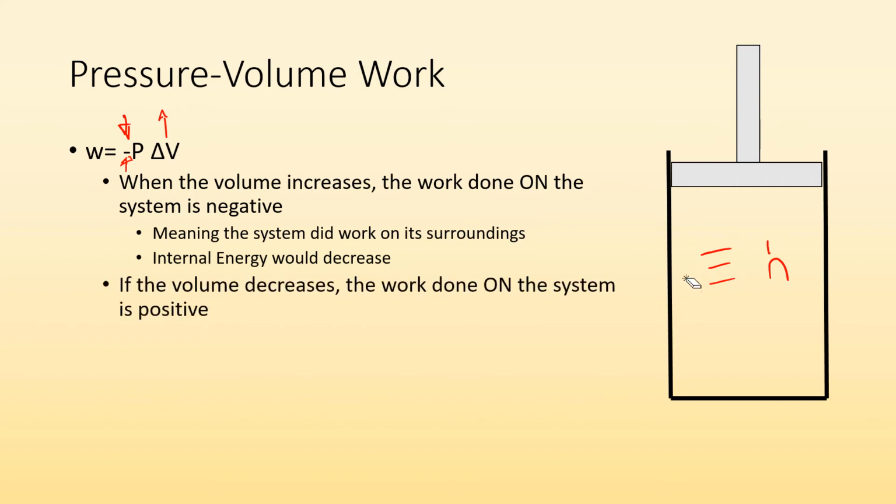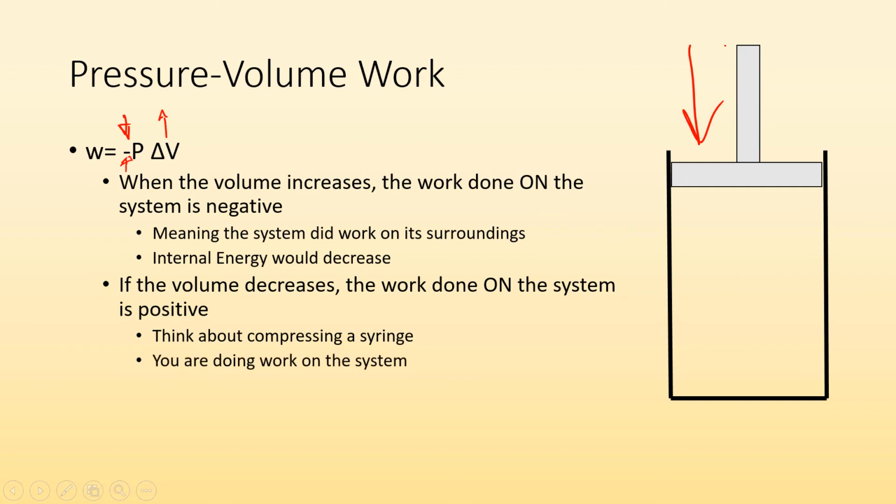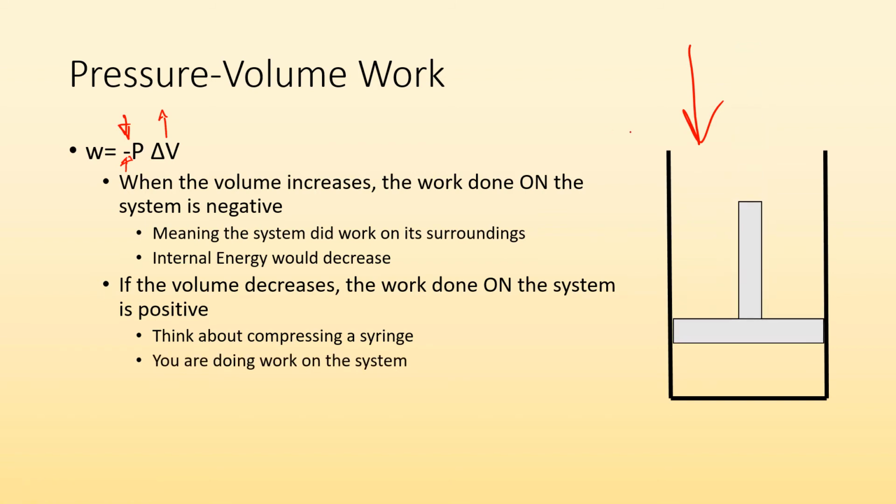Now, if the volume were to decrease and go the opposite way, there's work being done on the system. So it's positive. So think about if this was a syringe and you had to compress it. Well, you're pushing on it. You're doing work to that system. Well, the internal energy of that system is going to go up.